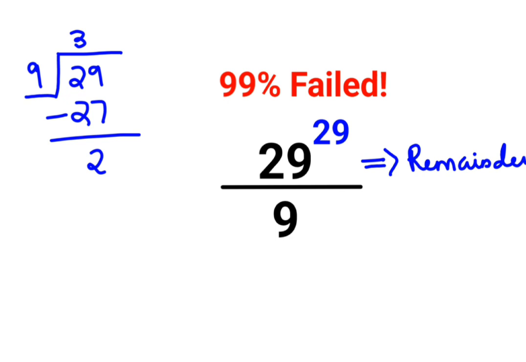So first, instead of keeping 29 as it is, we'll keep it as what? 2. The remainder is 2, the whole raised to 29. And this is still divided by 9. So your question has now simplified to this form.